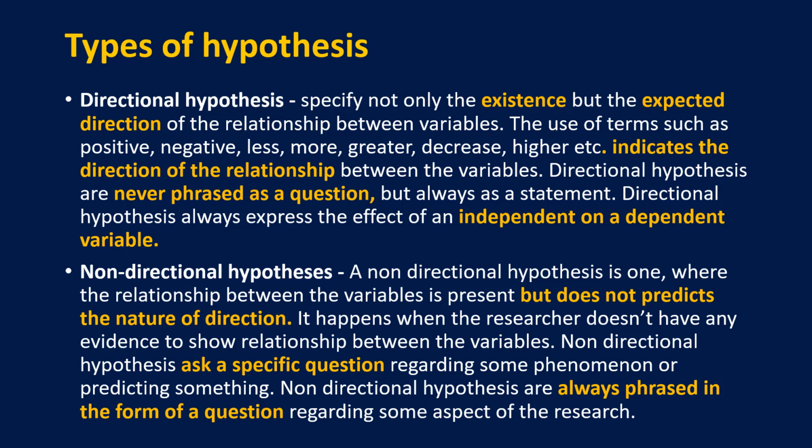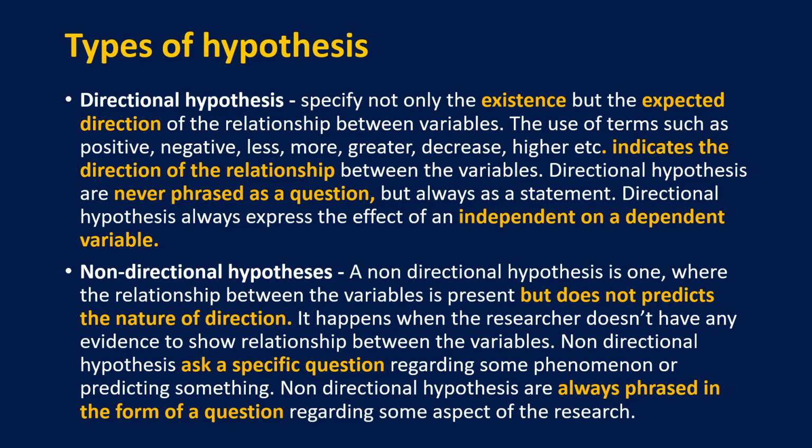So in that example, it's: does a period of HIIT training cause a change in VO2 max? So we've said causing a change. We don't know whether the change is an increase or a decrease, but we've still got our independent variable, which is HIIT, and we're saying that it's potentially going to cause a change in VO2 max, but we don't know whether it's going to be positive or negative. It's non-directional.